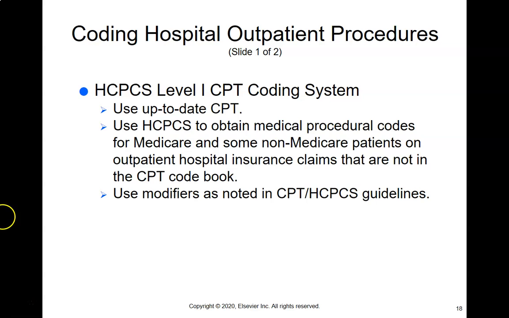Coding hospital outpatient procedures. The CPT codes are updated each year. Billing software must be updated with new codes to receive maximum reimbursement. Your HCPCS Level 1 CPT coding system means that you must use up-to-date CPTs. Use HCPCS to obtain medical procedural codes for Medicare and some non-Medicare patients on outpatient hospital insurance claims that are not in the CPT code book. Use modifiers as noted in CPT and HCPCS guidelines.